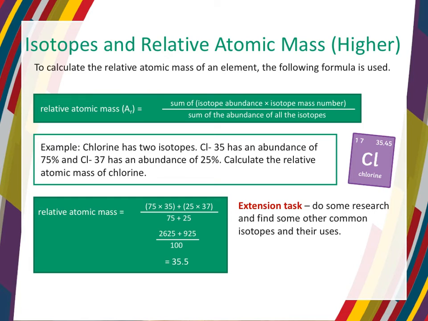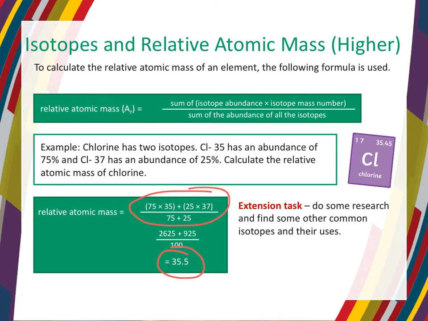So here we've got an example where it says chlorine has two isotopes. Chlorine 35 has an abundance of 75 and chlorine 37 has an abundance of 25. So on the top we're saying 75%, the abundance, times the mass of that chlorine, which was 35, and I'm adding that to the 25%, the abundance, times the mass of 37, and then I'm going to divide that by the total number of them to get my average. The total number was 75 plus 25 makes 100, and so therefore my relative atomic mass, or the average of all of those isotopes, is 35.5.